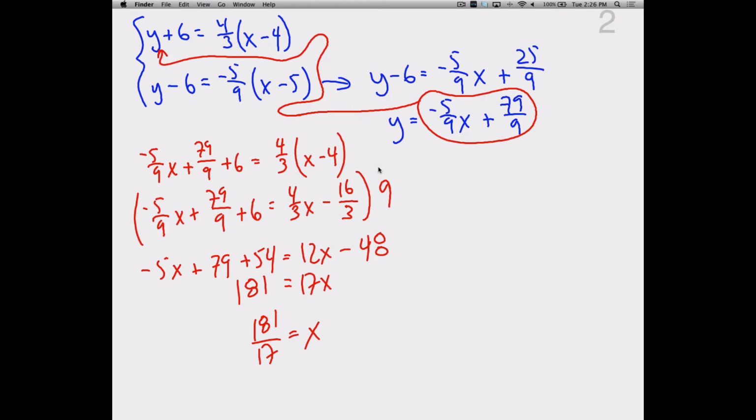I didn't know if 17 went into 181, which it doesn't, because 170 would. It would go into 187. But who cares? Now, the easy way to find y: take that number and store it in x on your calculator.